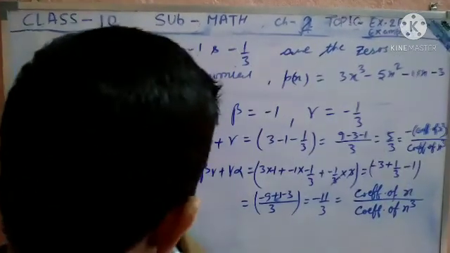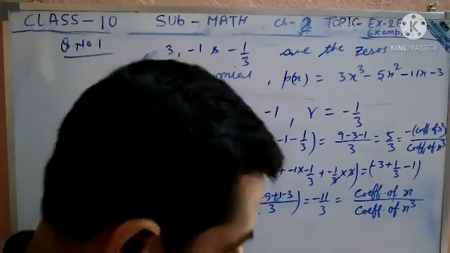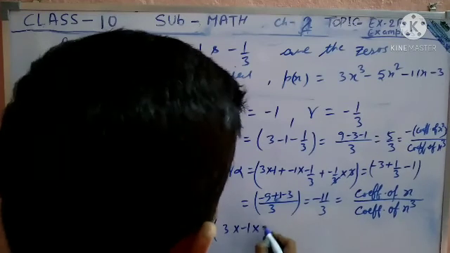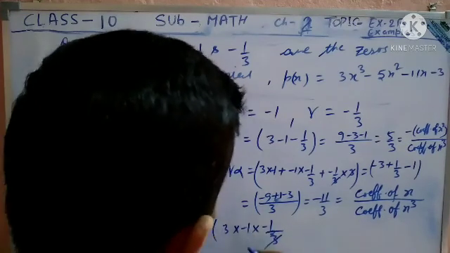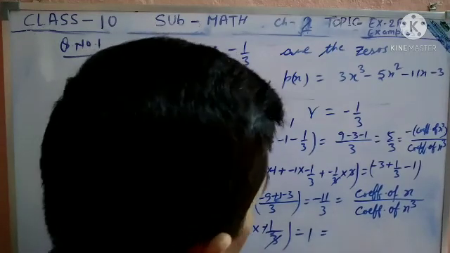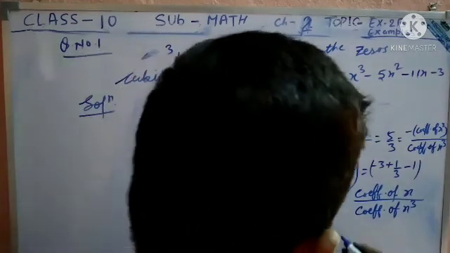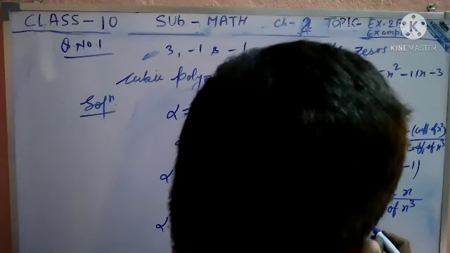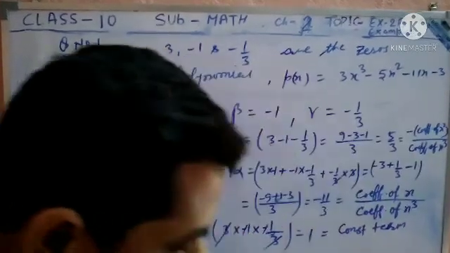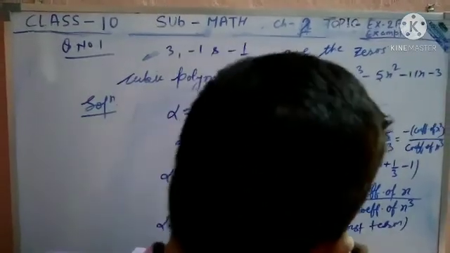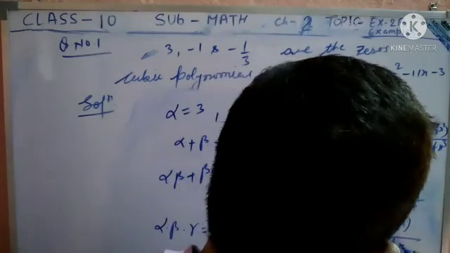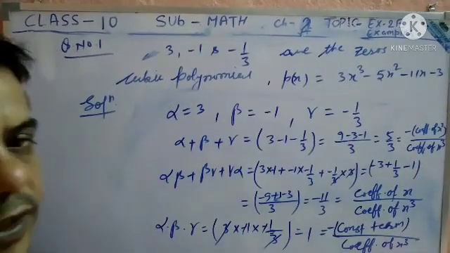Now alpha into beta into gamma is equal to 3 into minus 1 into minus 1 by 3, 3 and 3 cancel out, minus minus plus, so that is 1, that is the constant term, and it is minus constant term by coefficient of x cube. So the relations are verified.